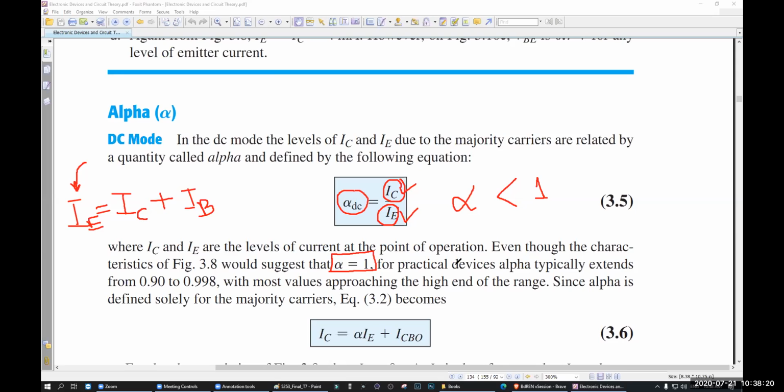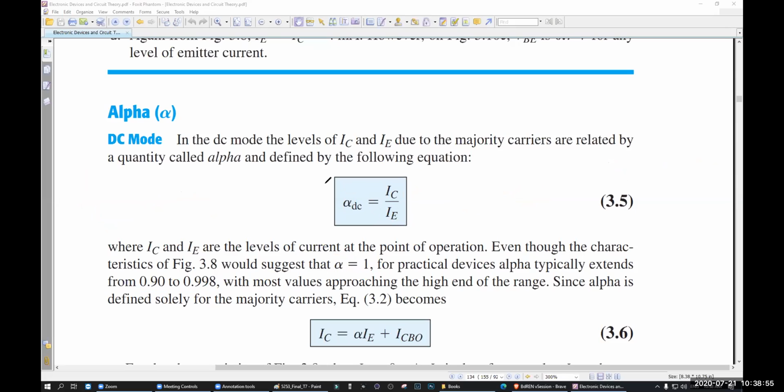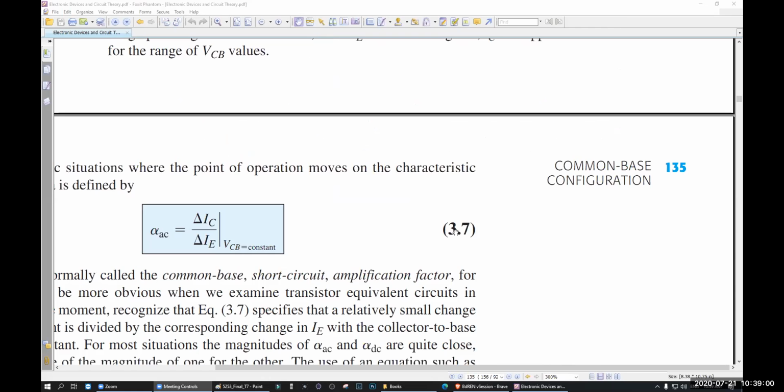Yes, we can call it that in theory. But in practical devices, alphas are typically from 0.98 to 0.998. Okay? Remember this value. Alpha is practically 0.98 to 0.998. Can you remember it? Yes, sir. Okay. Now, with most values approaching the higher end of the range. Okay. No, you don't have to remember that. So alpha is the ratio of IC and IE. Okay. Now come here.